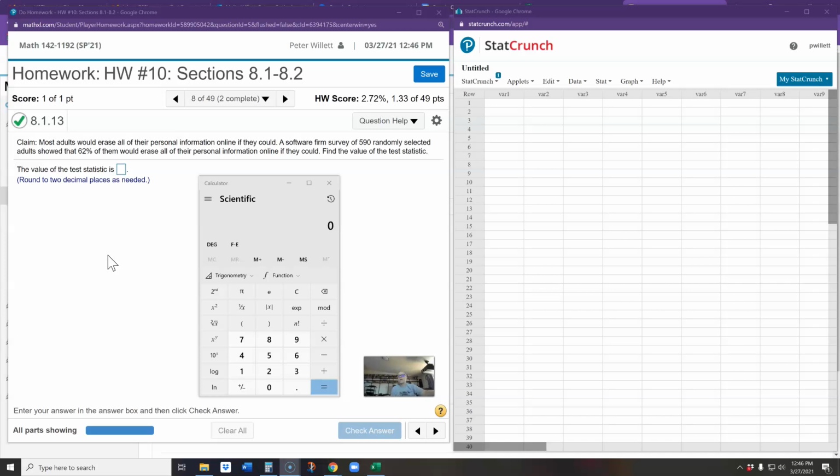proportion. One of the things I wanted to illustrate is that often at this time, students are starting to confuse two different items. One is the test statistic, and the other is the critical value. So let's read the problem and talk about the difference between the two, and I'll show how to use StatCrunch to get the test statistic.